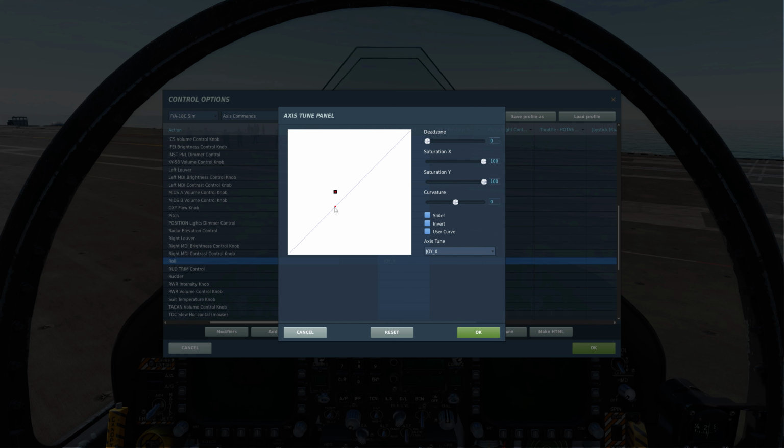The black box represents the input that is being sent to the simulator. So red dots is your physical hardware, black box is the game. What does the sim think you're going to do? Alright, so let's take a look at what that looks like.